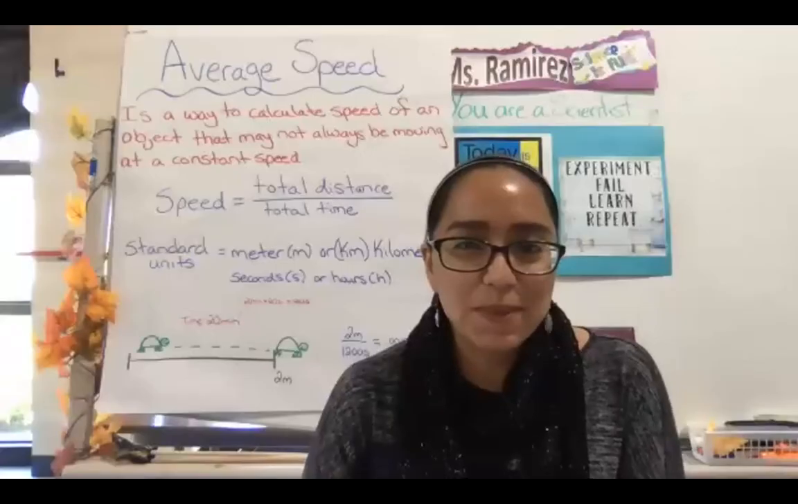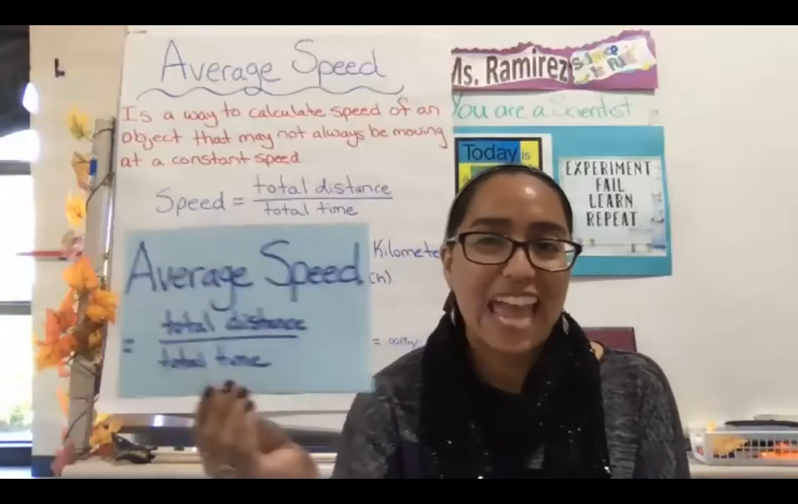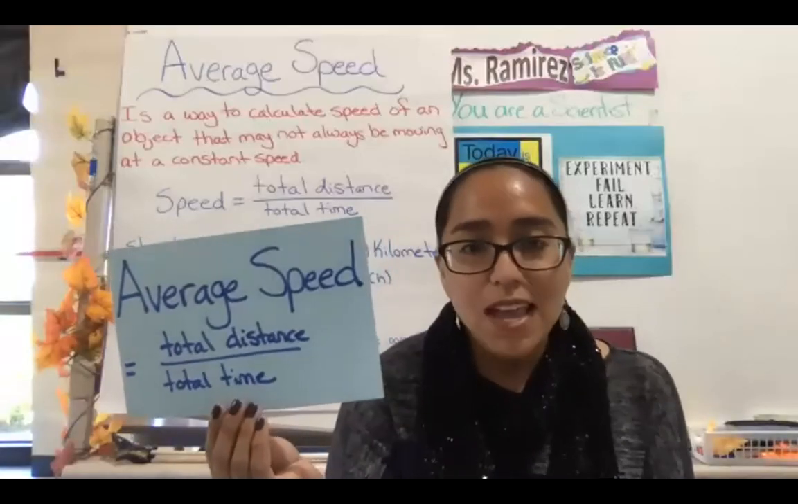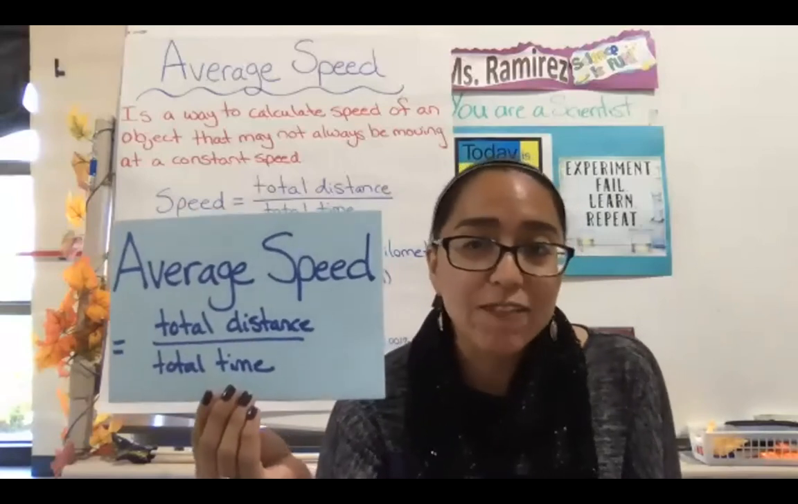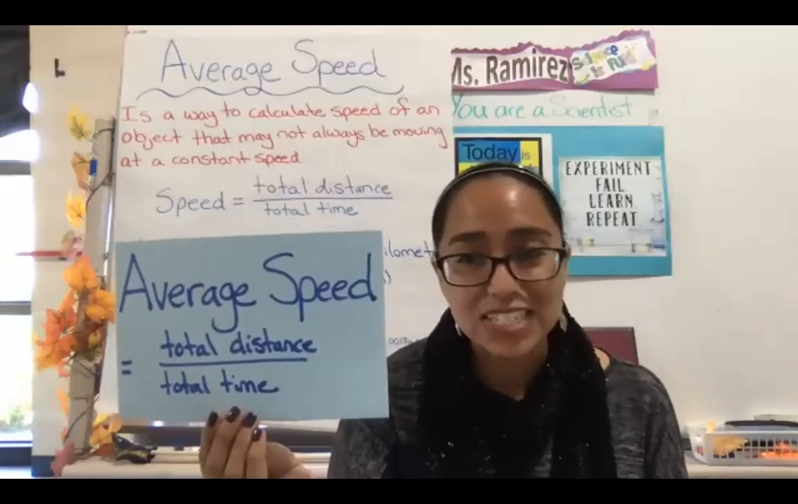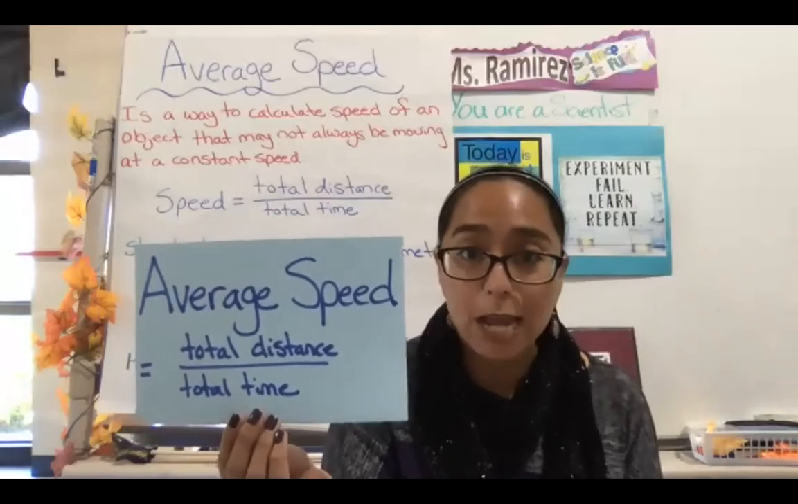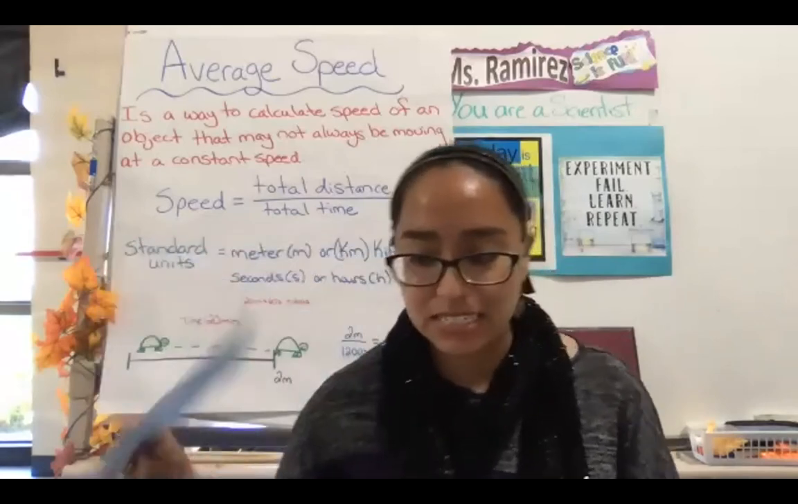So hello, my name is Ms. Ramirez, and we're going to be looking at the average speed of some different animals. So as Ms. Nash mentioned, the average speed is just the total distance traveled divided by the total time it took to travel that distance.